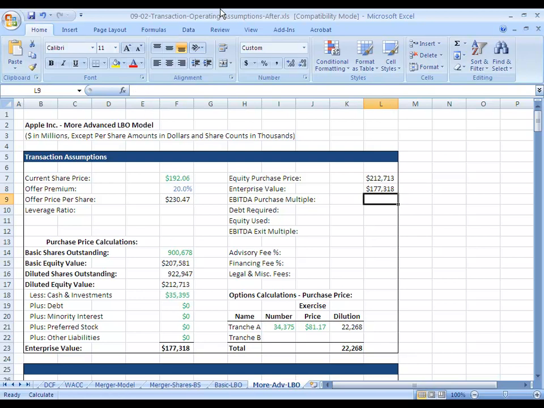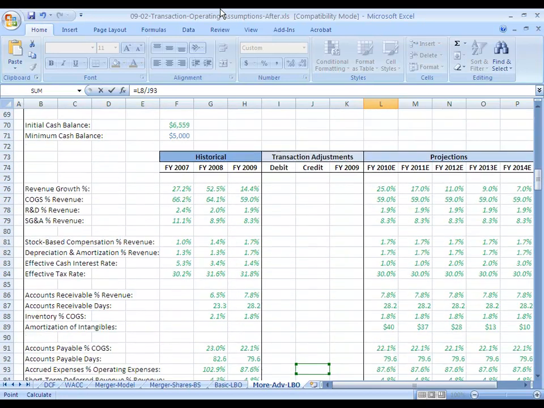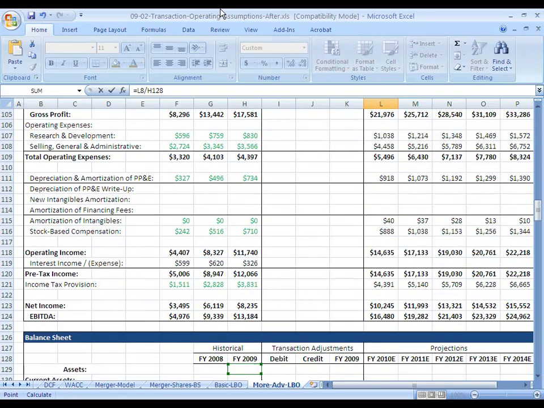For the EBITDA purchase multiple, the idea here is the same. For an LBO, the EV to EBITDA multiple is the most important metric to look at for this type of transaction. So we're always going to look at it, and we still want to be basing the EBITDA exit multiple roughly on what the EBITDA purchase multiple was. So we're going to take the enterprise value right here, and then go down to our income statement, and divide by the 2009 EBITDA.